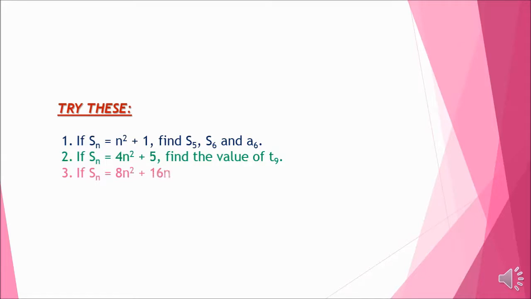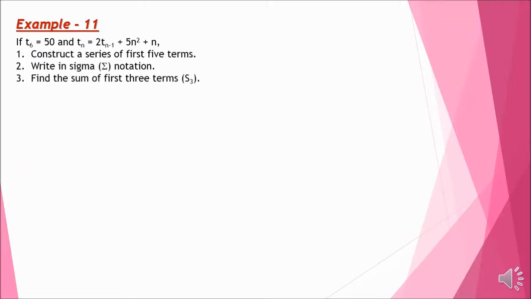Now it's example 11. T6 is equal to 50. Tn is equal to 2, and the general term is given right here. We have to construct a series of first 5 terms and write the sigma notation. T6 is equal to 50 and the general term is given. To construct the series of first 5 terms, we have to go in reverse order. We already have T6, so we have to find T5, T4, T3, T2, and T1.